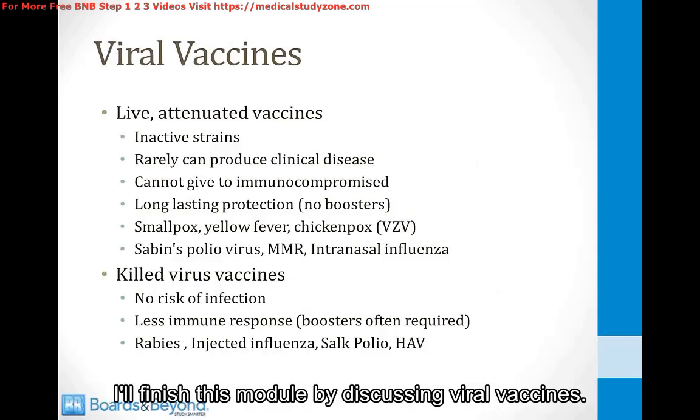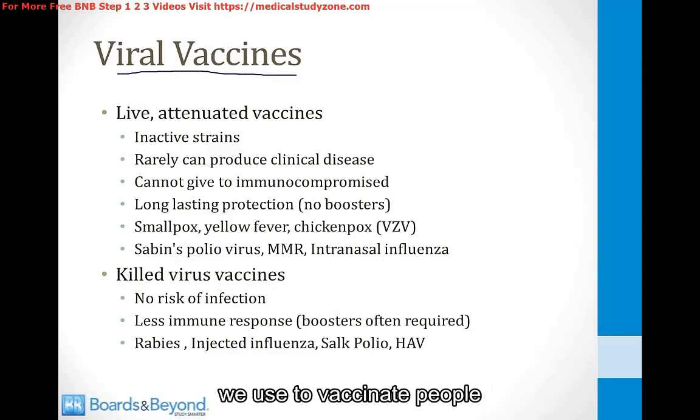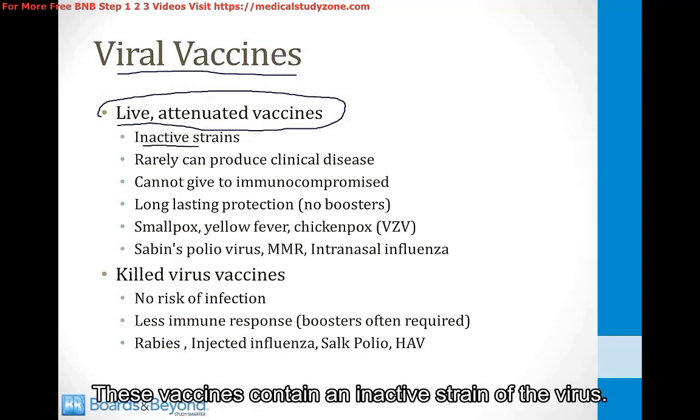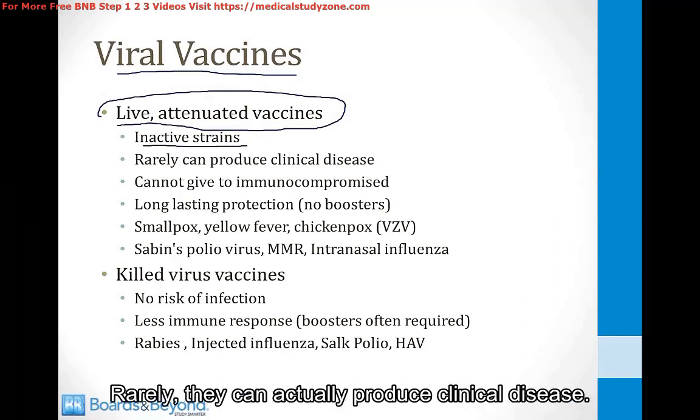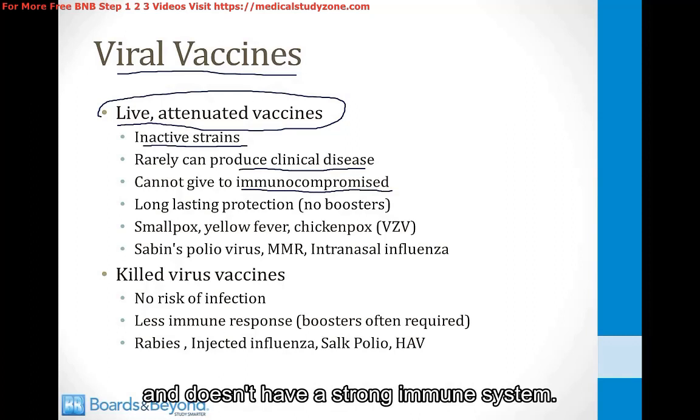I'll finish this module by discussing viral vaccines. So there are a couple different types of vaccines we use to vaccinate people against infections caused by viruses. The first type are the so-called live attenuated vaccines. These vaccines contain a weakened strain of the virus. Rarely they can actually produce clinical disease, and so you don't want to give a live attenuated virus vaccine to someone who's immunocompromised and doesn't have a strong immune system.